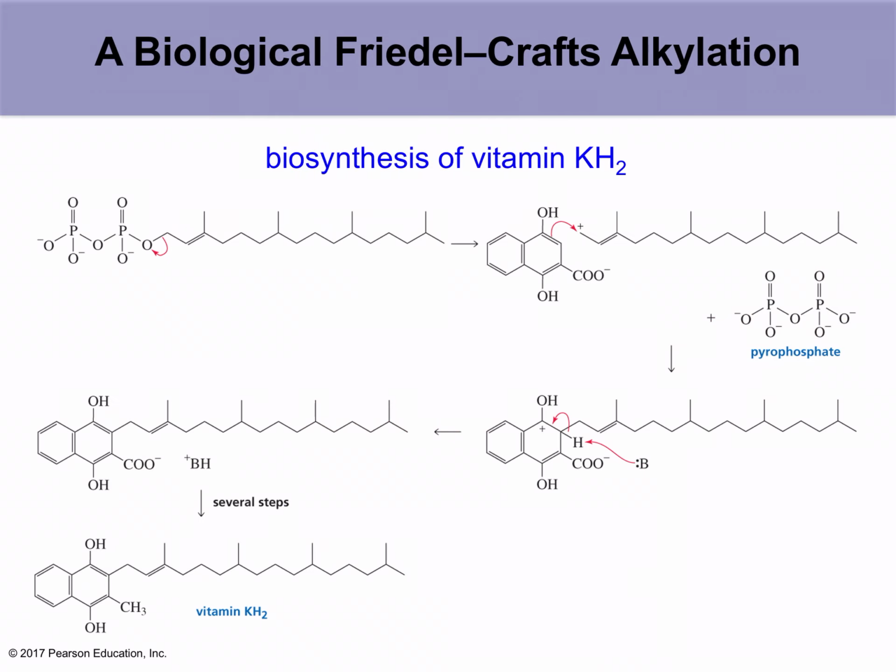So here's an example of a biological Friedel-Crafts alkylation. Biosynthesis of vitamin KH2. So this is your benzene ring. You can see here there is a carbocation formed. So the benzene ring with the lone pair adds on to this carbocation. Okay, and then the base will grab the hydrogen and reform the benzene ring. And after several steps, we can see vitamin KH2 is being formed.